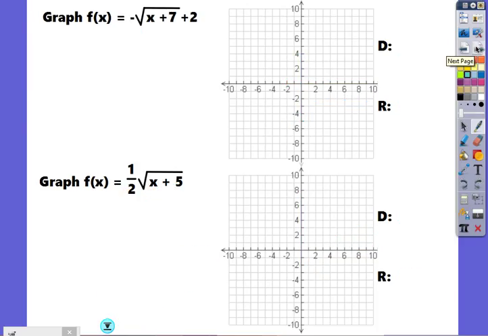A couple more just to make sure you got this. So come up with an HK for me.